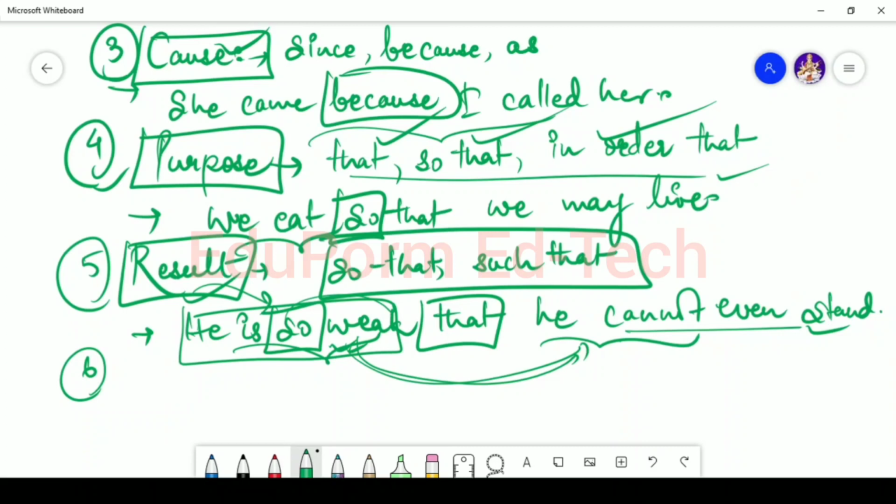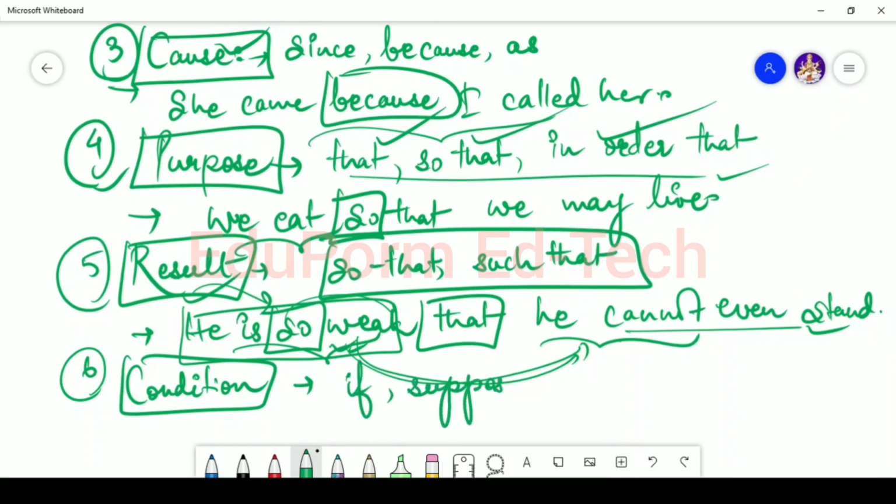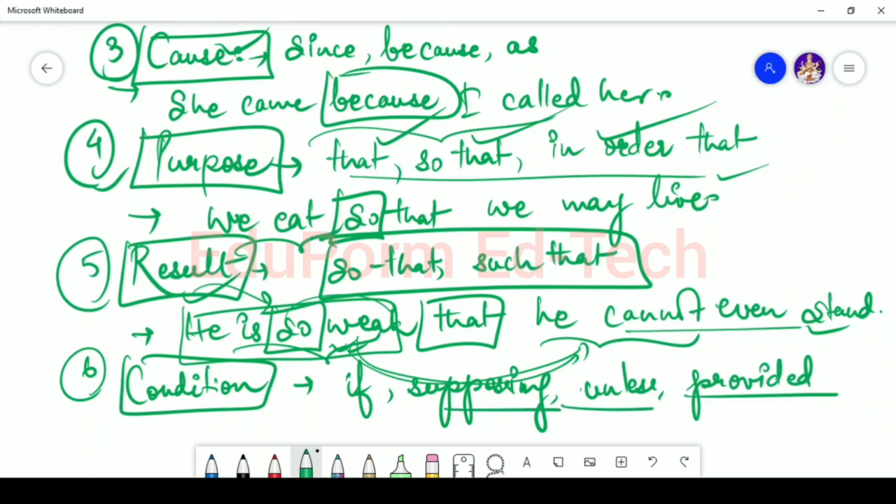Now the next one is condition. So whenever you are expressing any kind of condition, in that case, you use words like if, or supposing, or unless, or provided. Okay, so unless, provided, if, supposing, these all are used to represent any kind of condition.